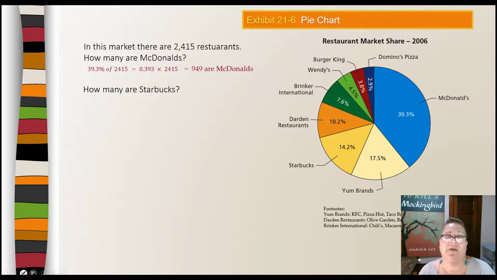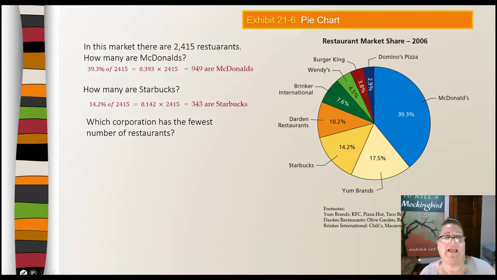How many of these restaurants will be Starbucks? Looking at this particular pie chart, I can see that Starbucks is 14.2% of 2,415. That's 0.142 as a decimal times 2,415, which means I have 343 restaurants that are Starbucks. That number actually turned out to be like a 342.9, and I just rounded it up.